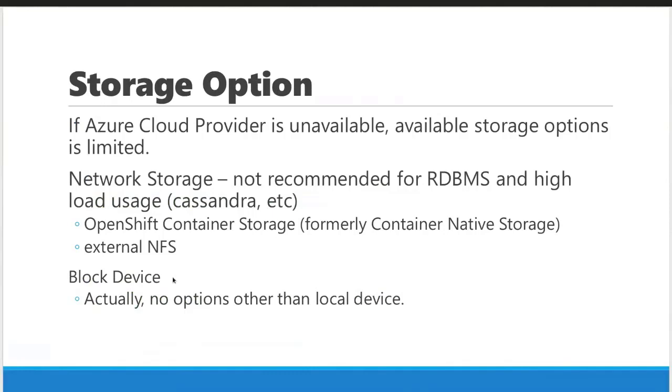If Azure Cloud Provider is unavailable, it means you have limited options for persistent volumes. In fact, Azure Disk and Azure File are not available. You can use network storage, such as OpenShift Container Storage, formerly Container Native Storage, or an external NFS server as a persistent volume. However, this option is not suitable for high load usage, such as RDBMS or Cassandra, and so on. If you need a block device, a local device could be available.